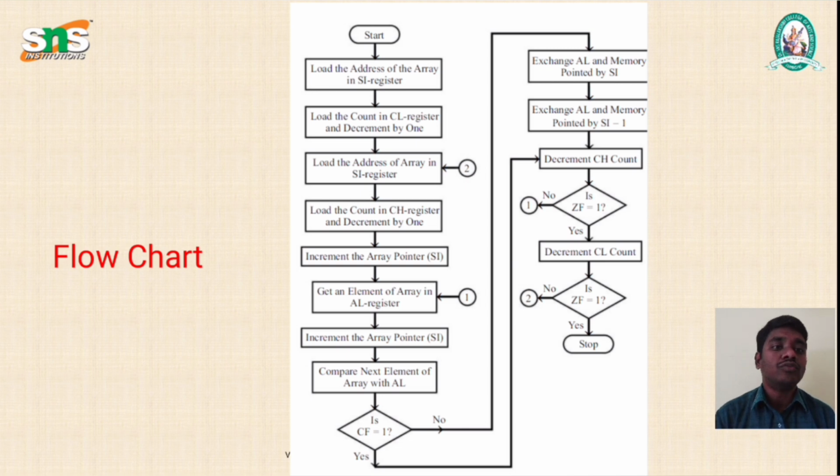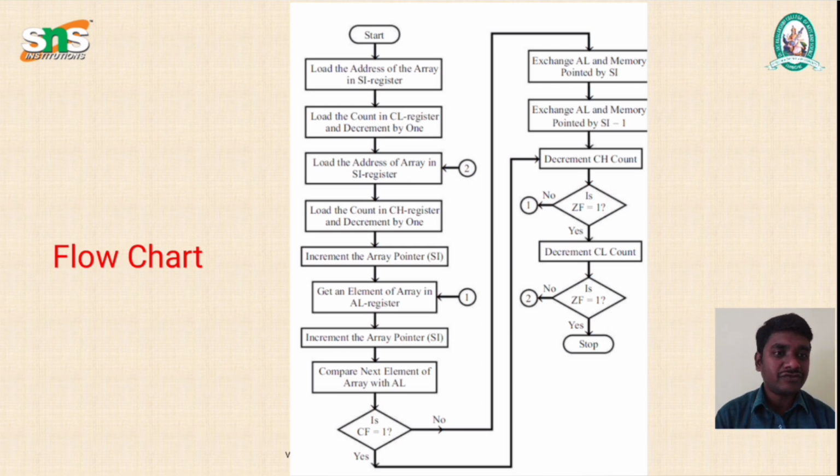Then again it will move to decrement the CH counter. Then again check the zero flag. If it is yes, decrement the CL count. Otherwise it will move to the step of getting an element of the array in the AL register. So again it will repeat, until the zero flag condition is satisfied.